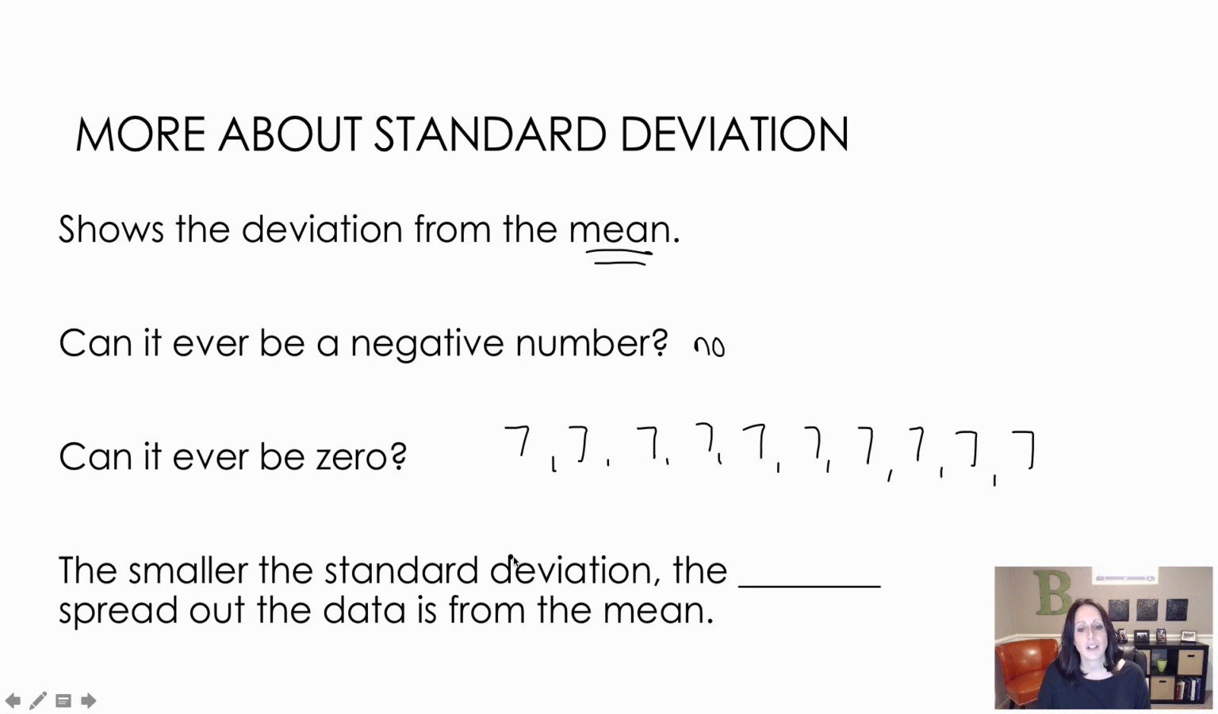The smaller the standard deviation, the less spread out the data is from the mean. So a small standard deviation means everything is closer to the mean. So that would be less spread out from the mean. So if I have a large standard deviation, it's further out from the mean each time.